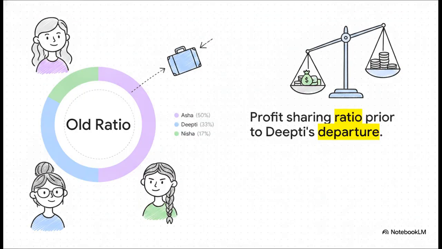Let's put this into perspective. Imagine you've got 3 partners, Asha, Deepti, and Nisha, and they share profits in a ratio of 3 to 2 to 1. Well, if Deepti, who holds that 2 share, retires, the math is surprisingly straightforward. Unless they specifically agree otherwise, you literally just remove Deepti's slice. The new ratio for the surviving partners, Asha and Nisha, just naturally collapses into 3 to 1.